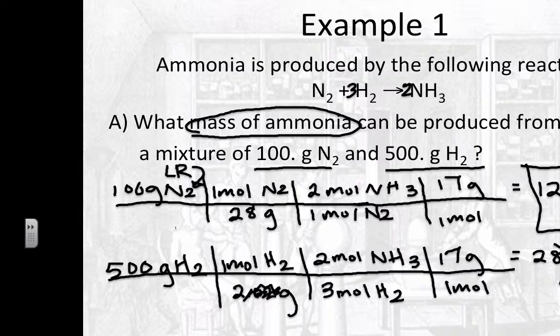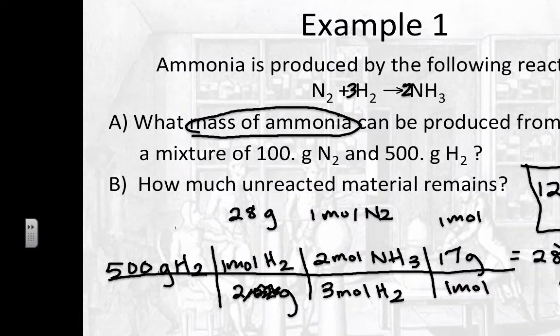But I'm not done yet. There's a follow-up question. There's always a follow-up question. All right, the follow-up says, how much unreacted material remains? So we take our limiting reagent, and we start every other follow-up question with the limiting reagent. Nitrogen ran out first. So let's see how much hydrogen got used up in this reaction.